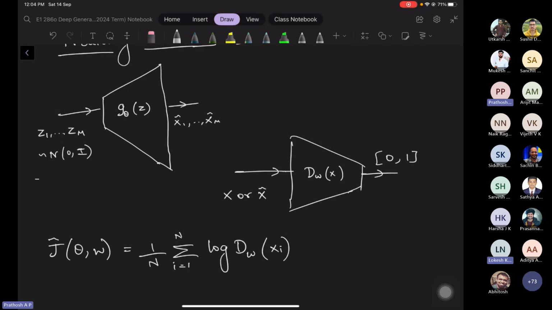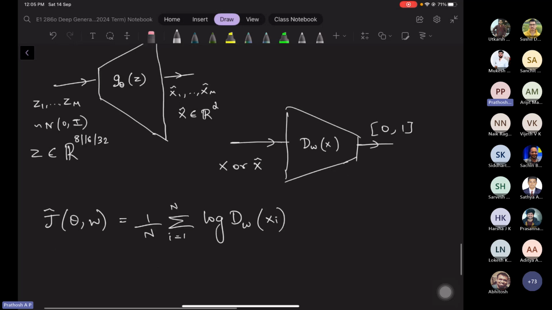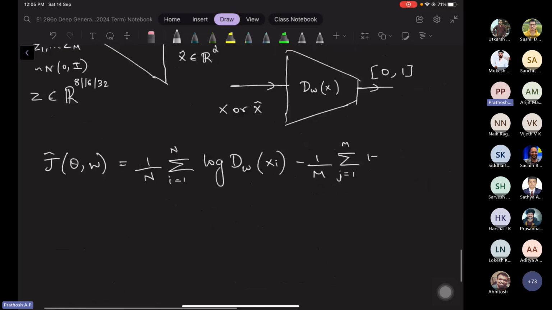So typically, Z comes from some 8, 16 or 32 dimensional space. When you implement it, it comes from a 32 dimensional Gaussian. X cap is in R^D, where D is the data dimensionality. If it's an image, it is 10,000 dimensional, whatever your data dimension is. So this is it, and then minus you have 1 over M, you have 1 minus, is it log? I always forget that it is log of 1 minus that.